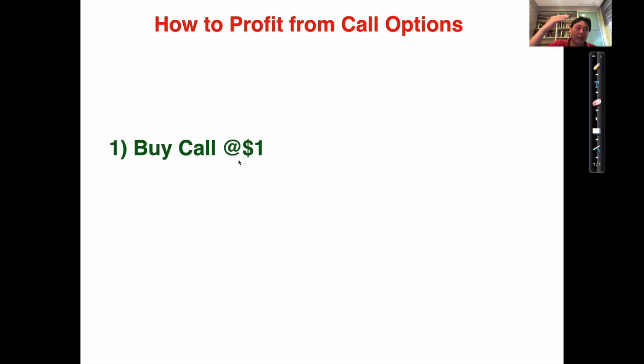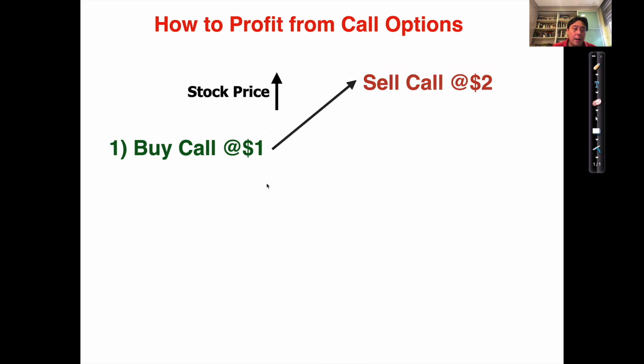What would make the call increase in price? That's right, the stock price goes up. Remember, the higher the stock price goes, the more valuable the calls become. So when you buy a call, you're hoping the stock price will go up and the premium, or the price of the call, will increase. So you buy low and you sell high.